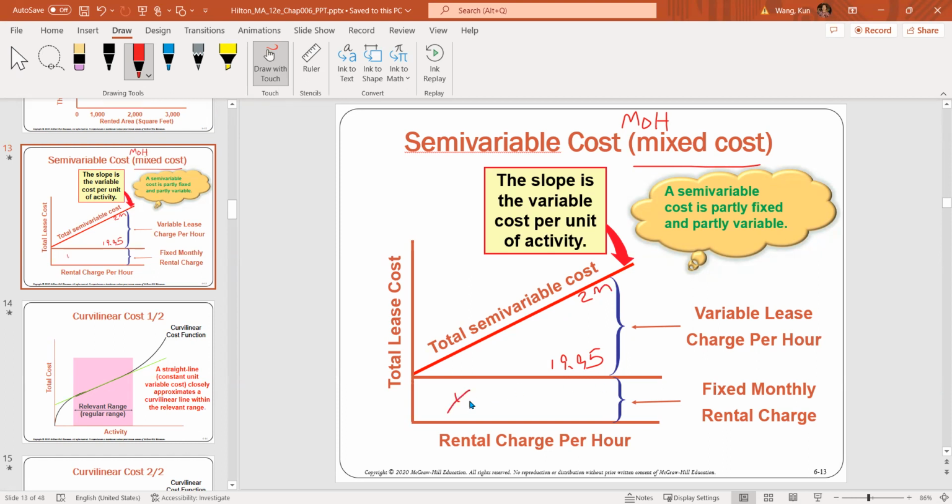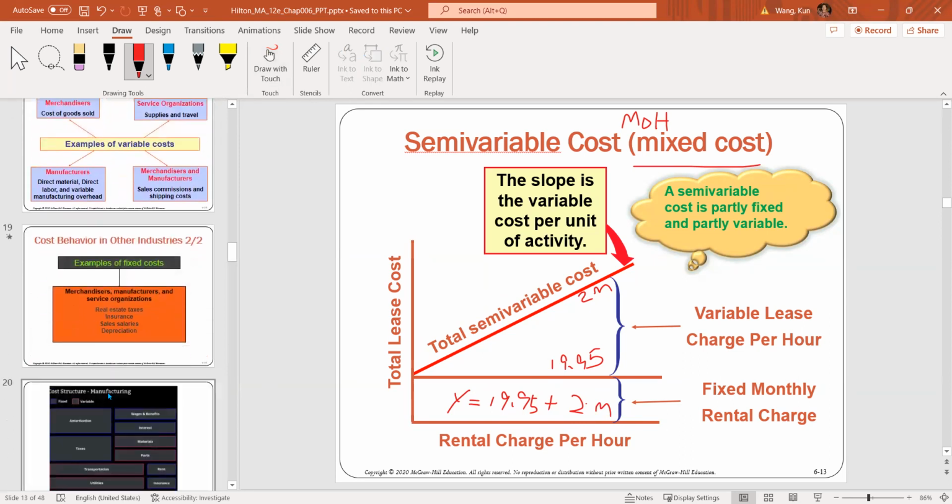Then the overall formula is: the total cost for renting the U-Haul will be the fixed cost plus $2 per mile. Then you can predict the cost. Or it could be equipment related to running hours, or machine hours. That's the way. And this can be a utility cost, right? You have a fixed charge and the usage charge. Mostly you see the semi-variable or mixed cost.